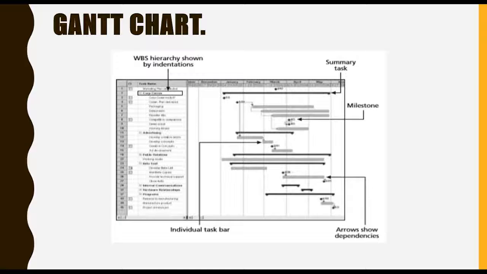Gantt chart. A Gantt chart provides a standard format for displaying project schedule information by listing project activities and their corresponding start and finish dates in a calendar format. Gantt charts are sometimes referred to as bar charts since the activity start and end dates are shown as horizontal bars.